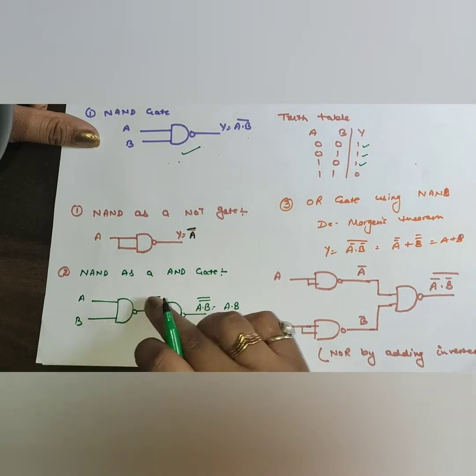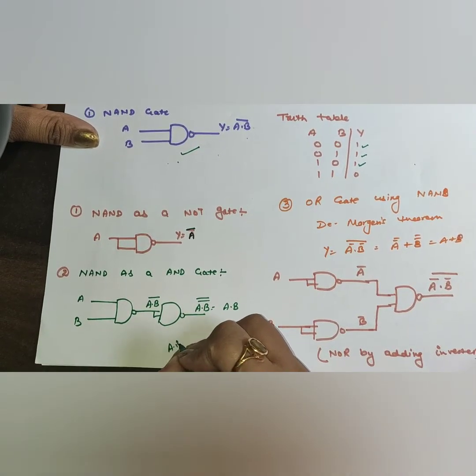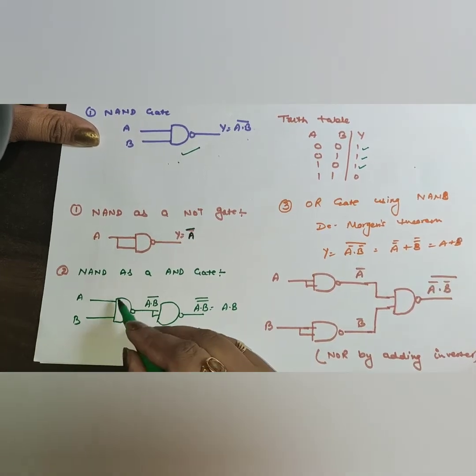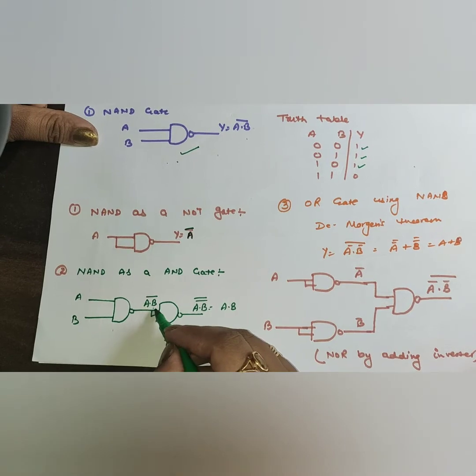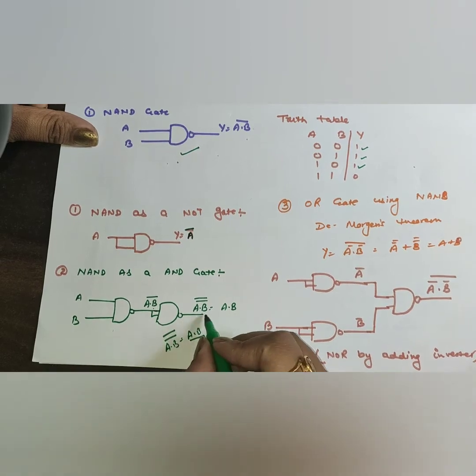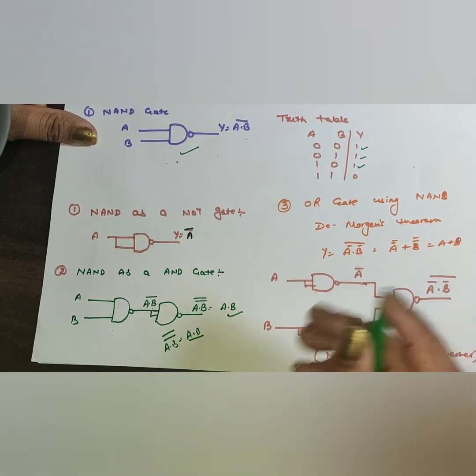Now the NAND gate as an AND gate. Basically the NAND gate is an inversion of the AND gate, so we do the double bar, then we get the AND gate. So this will be (AB) whole bar. If we give this to an inverter, we get the double bar, and this will be A dot B. So this is the AND gate from NAND gates.